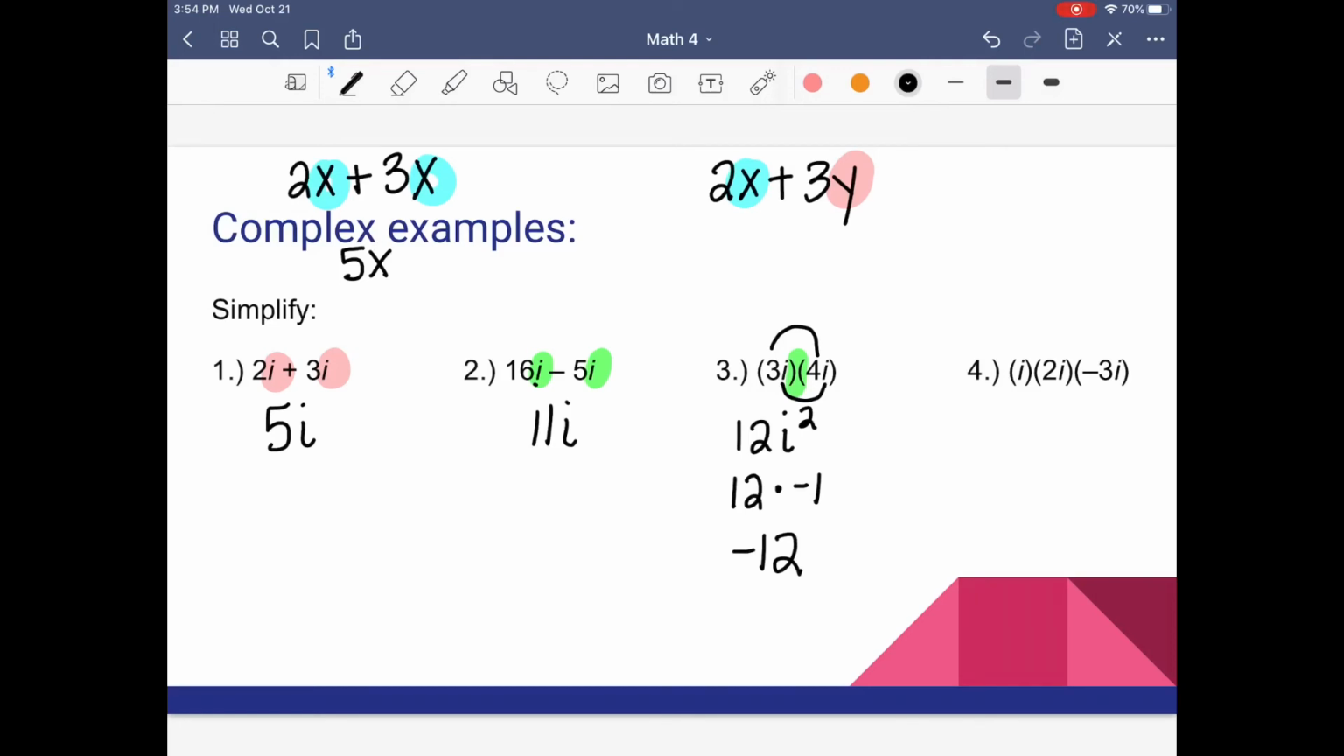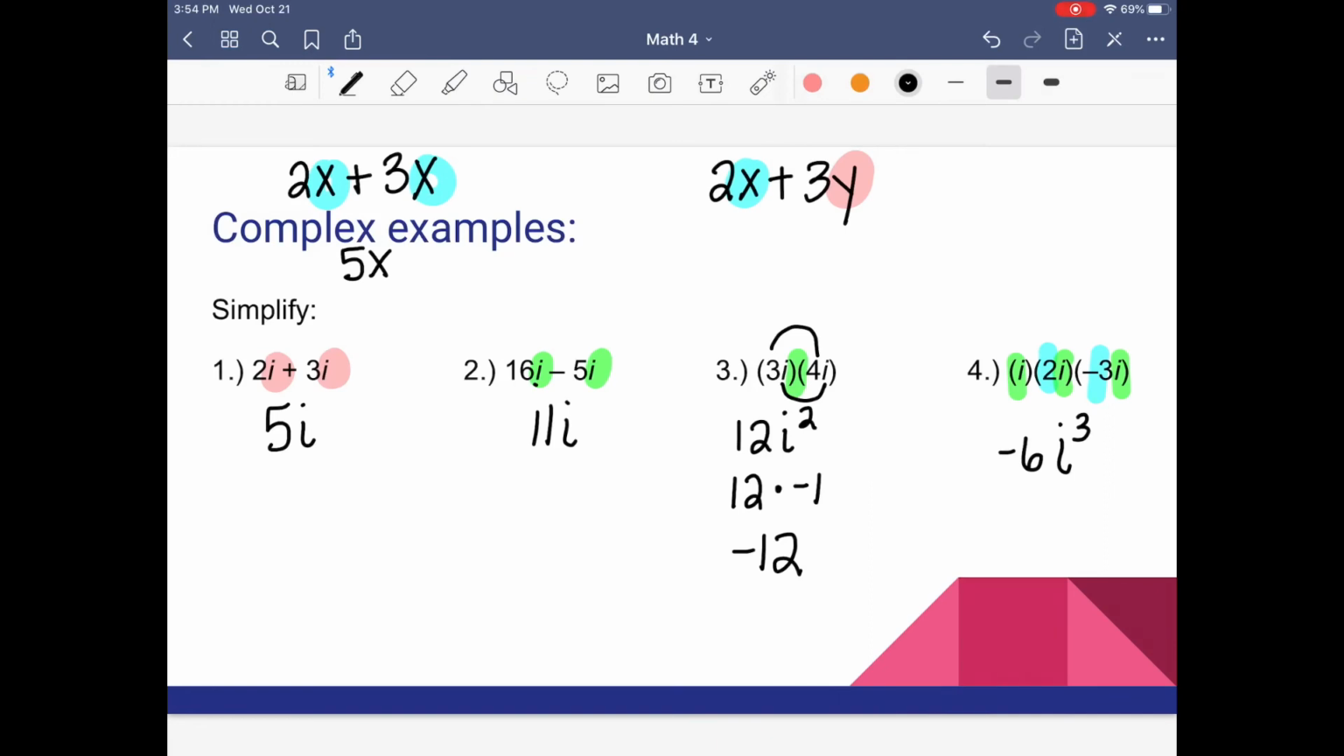All right, so let's look at 4. Again, we're multiplying here. So let's see, we have i times i times i. So that's going to be i cubed, or i to the third. And we have 2 times -3, which is going to give me -6.